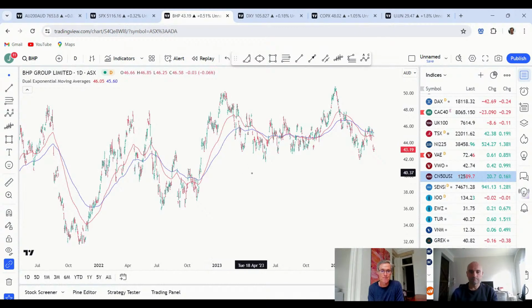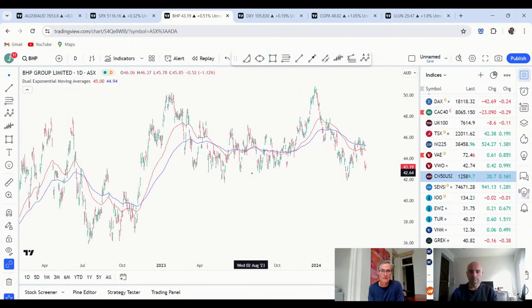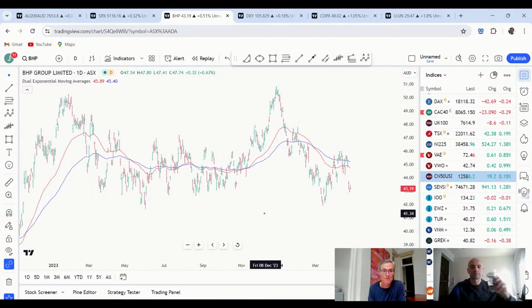So I think a lot depends, when you look at a chart and you're thinking it's in a range, on the time frame that you're looking at. A lot of charting software defaults to 1 year. If you look at what BHP's done over the last year, you'd say this stock doesn't do much. It gets up to around 50 and stalls, then comes back down to around 41, and it seems to be bought again.